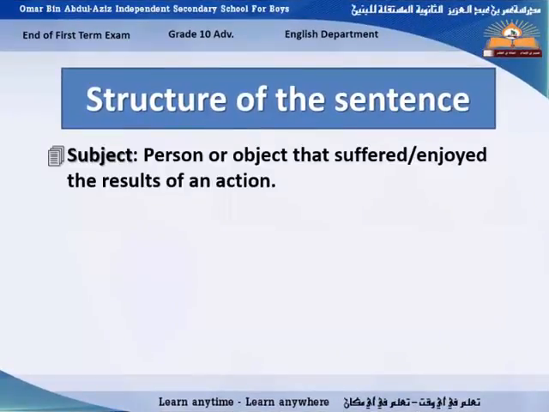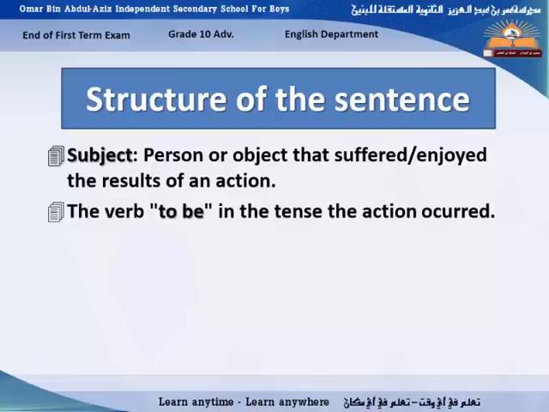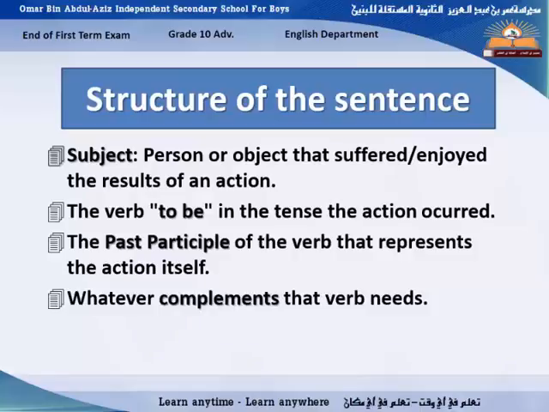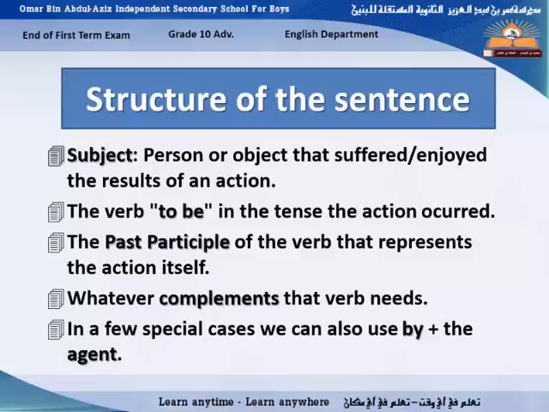Structure of the sentence in the passive voice. Subject is the person or object that suffered or enjoyed the results of an action. The verb to be in the tense the action occurred. The past participle of the verb that represents the action itself. Whatever complements that verb needs. In a few special cases, we can also use by plus the agent.